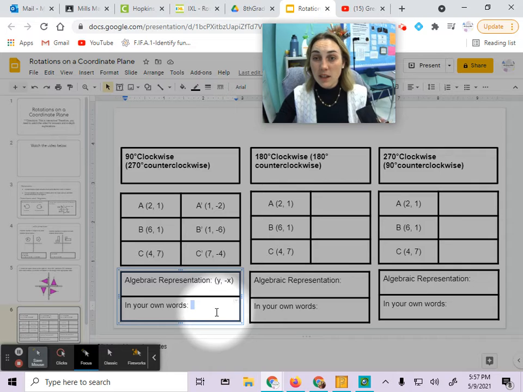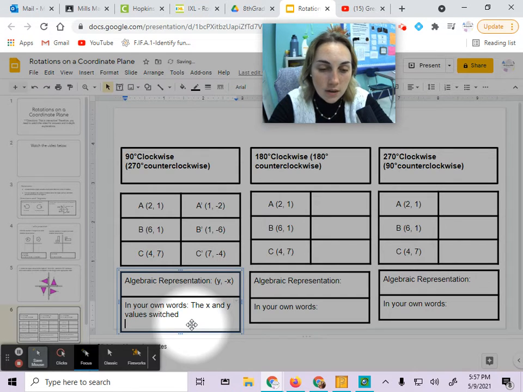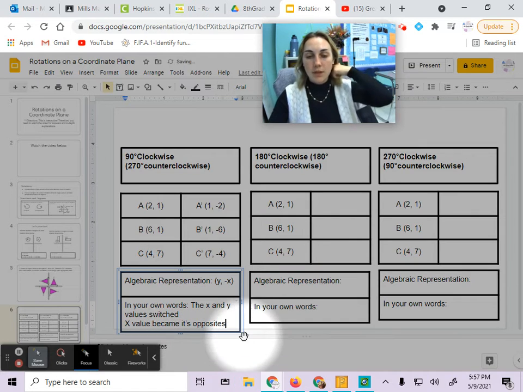And now we need to write that in our own words, okay? The X and Y value switched, and then our X value became its opposite. It switched signs, or however you want to say that, okay?